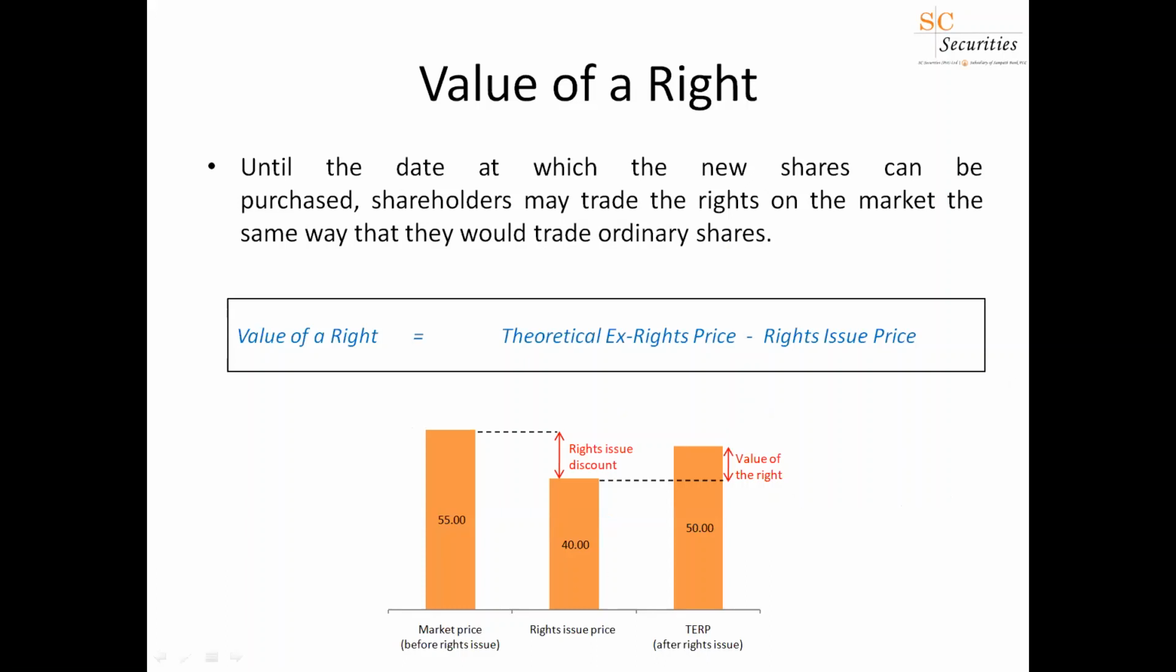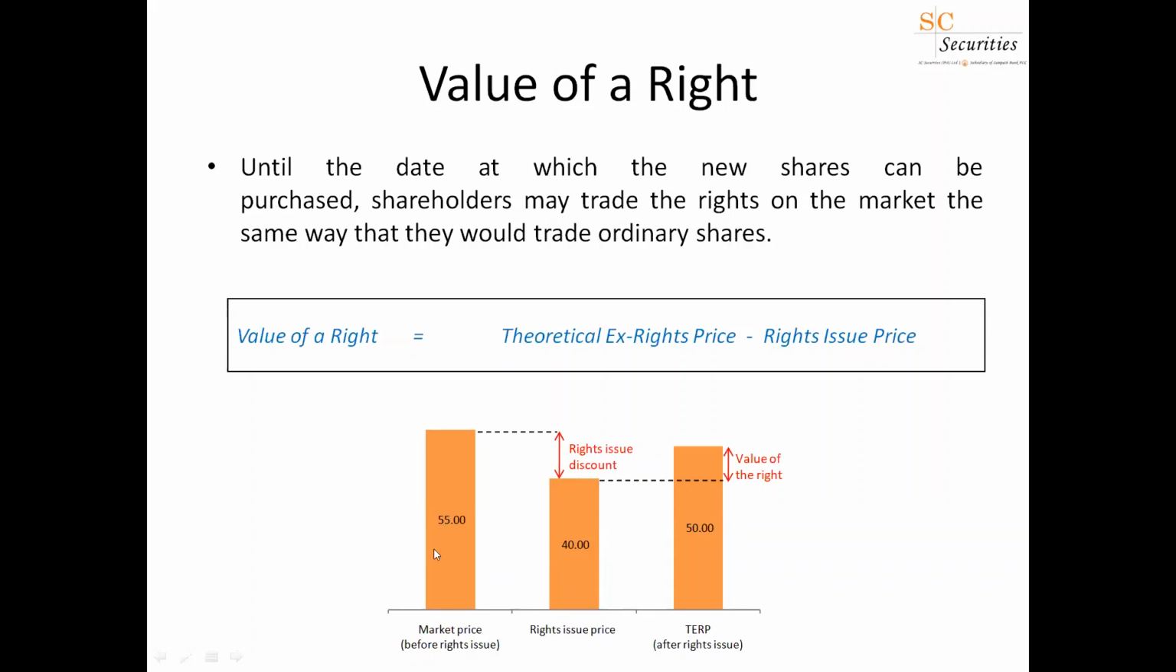Look at this graph. It's easier to understand. The market price before the rights issue is 55. This is the price at which it was trading prior to the rights issue. Now the rights issue price, the new shares are being offered to the market at 40. The difference between the current market price and the rights issue price is the rights issue discount given to the shareholders, right? So there's a discount of 15 rupees. The theoretical ex-right price is 50, right?